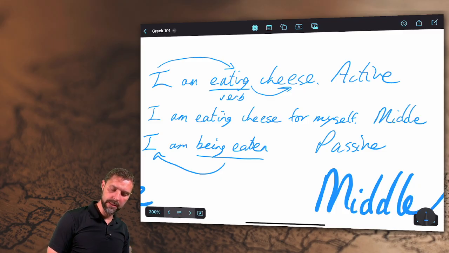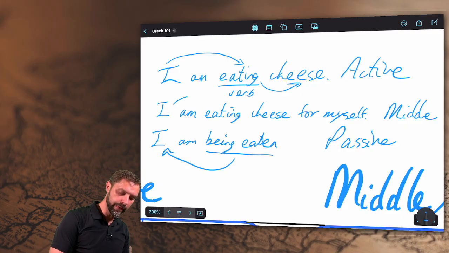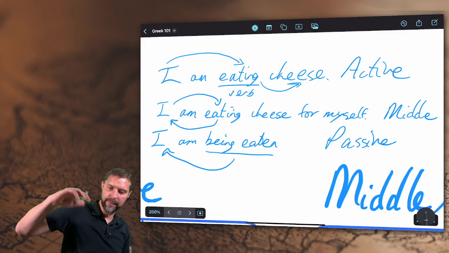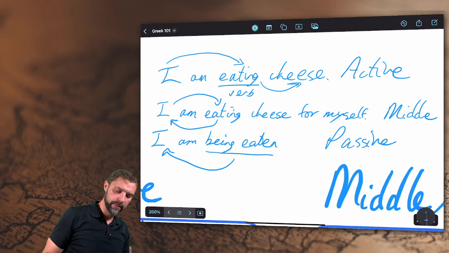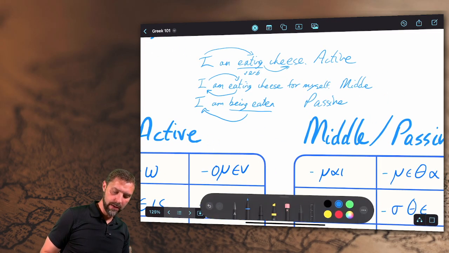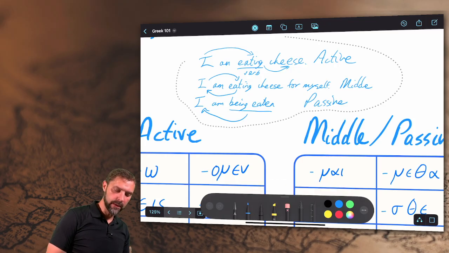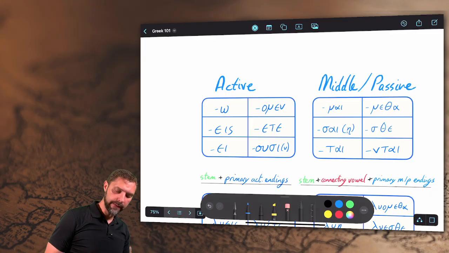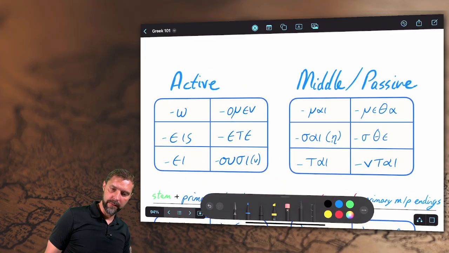And it does, if you look at it, kind of combine both of these. I am eating for myself. There's kind of a sense in which it's a reciprocal. It's kind of combining the active and the passive into one. Okay, that's the grammar, or kind of the explanation in terms of meaning, for what these things are. But what you're learning in this lesson, I'm just going to clear this out of the way so we can be a little less messy, is how to do those.